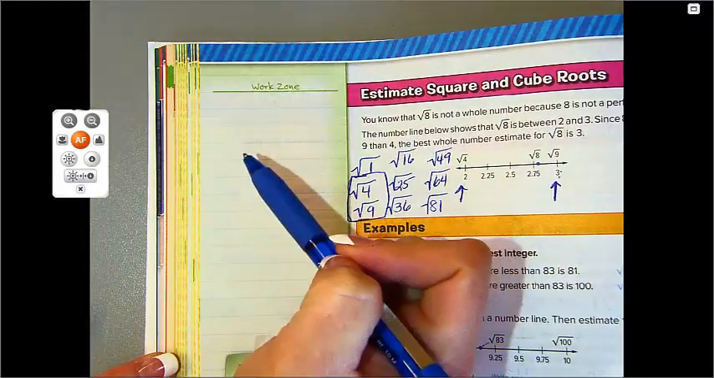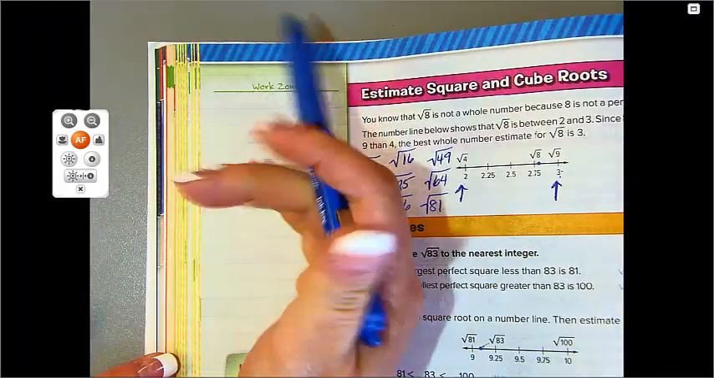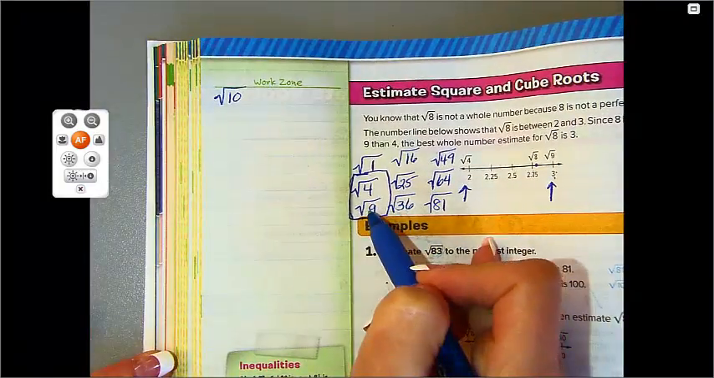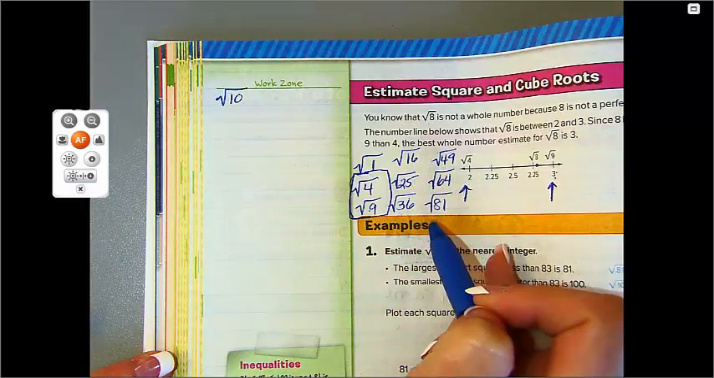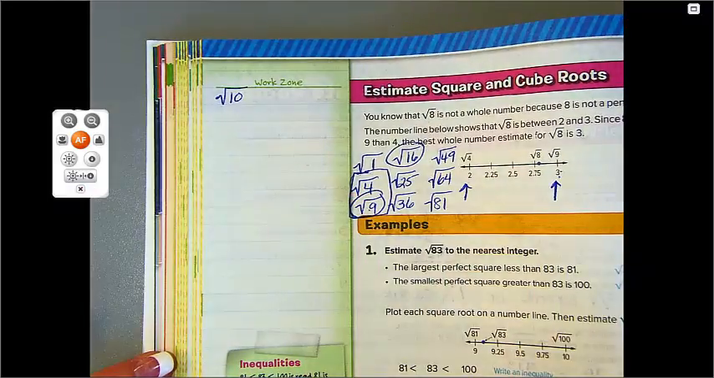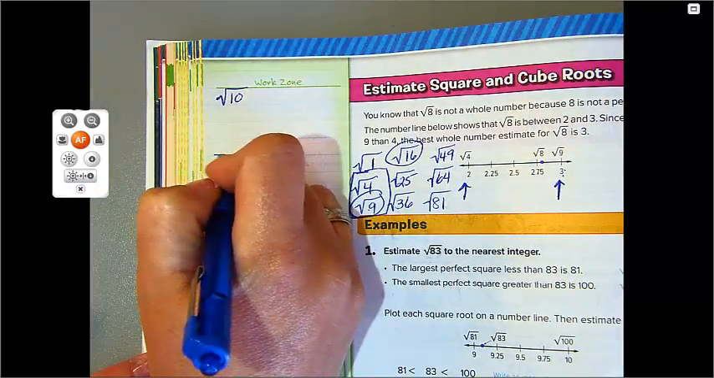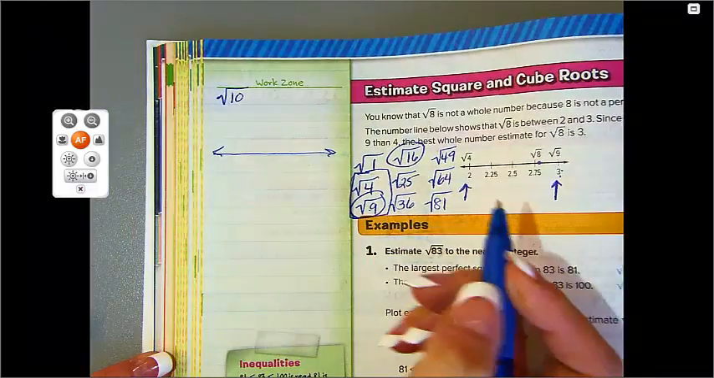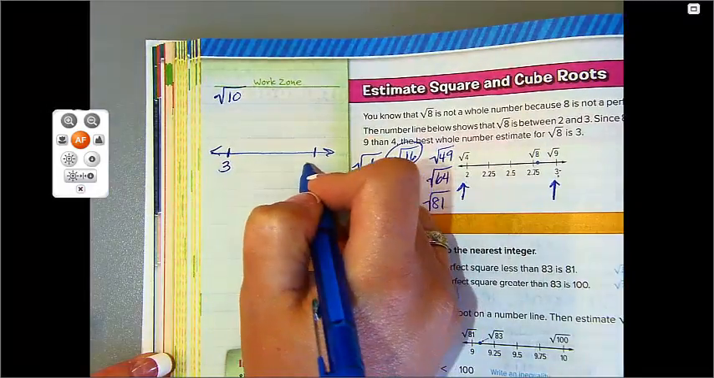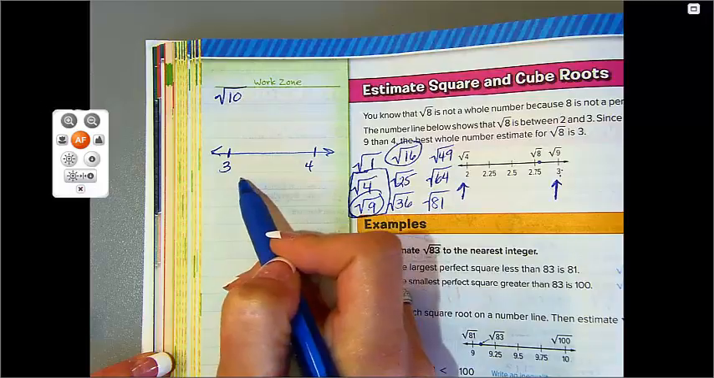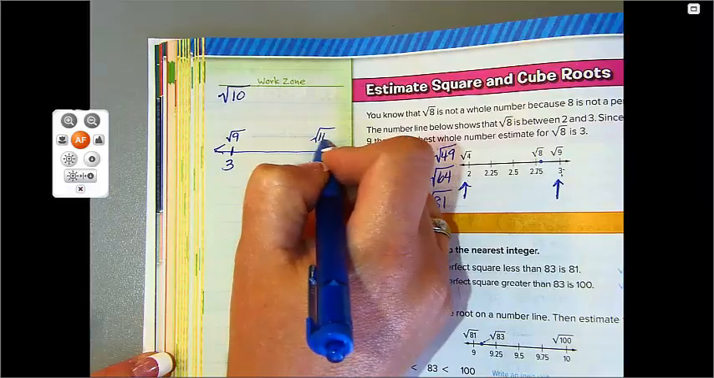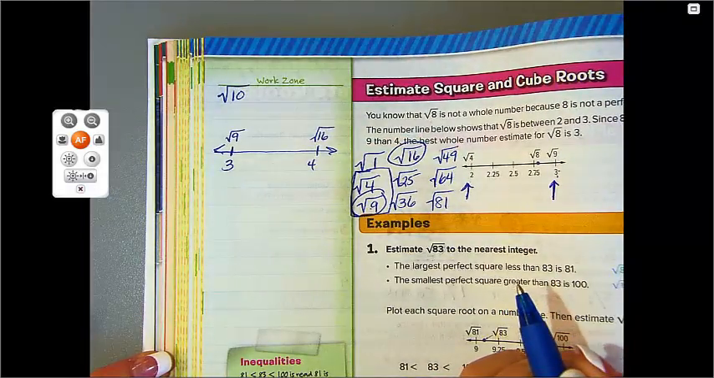Let's say that I want to put a radical 10 on the number line. Well, if I look over here in my perfect squares list, 10 is nowhere on there. But I know that it's somewhere between a radical 9 and a radical 16, because those are the two perfect squares it's closest to. The square root of 9 is 3. The square root of 16 is 4. So I know that radical 10 is going to be somewhere between 3 and 4. This was radical 9, and this is radical 16.